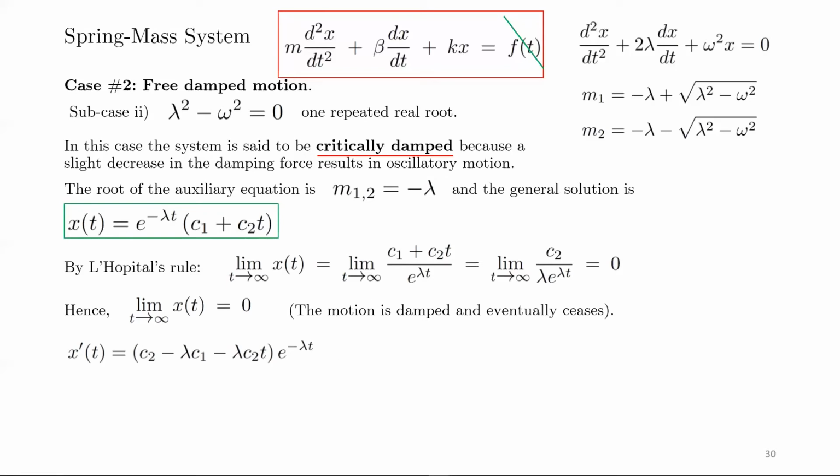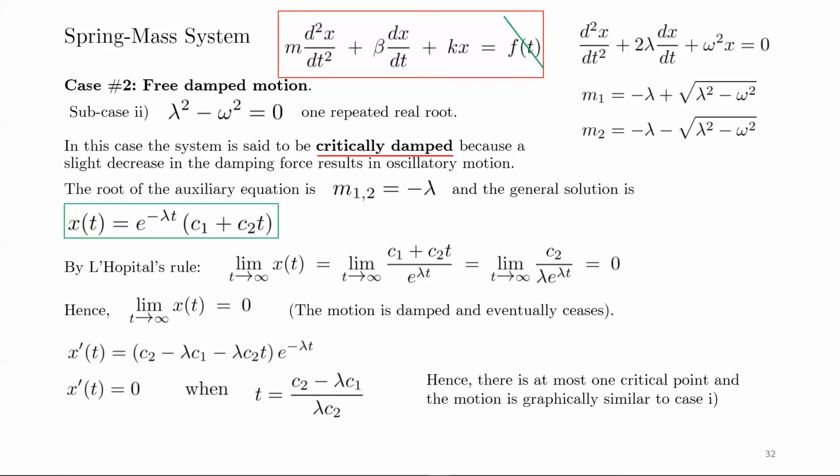Okay, so this derivative equals 0 when t is equal to this number. If you rearrange this equation equal to 0, c2 minus lambda c1 divided by lambda c2. So all these things are constants: lambda, c1 and c2. So again, there is at most one critical point, and the motion is really graphically similar to case 1, the overdamped case. Okay, so if lambda squared minus omega squared equals 0, we have the critically damped case, and our system behaves like so.